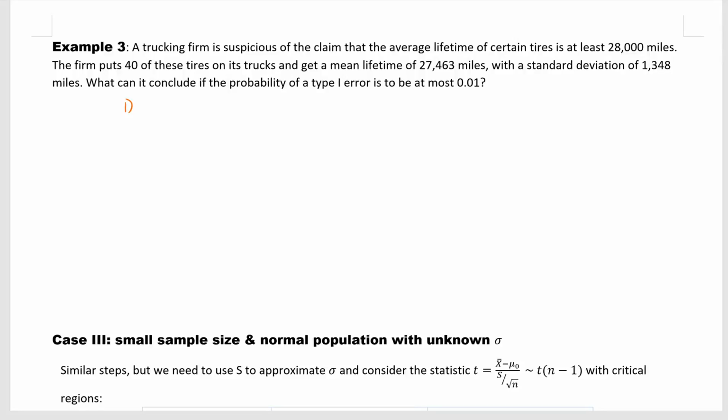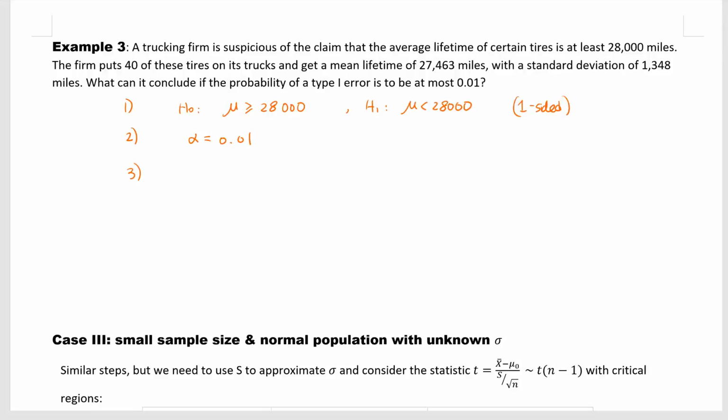First step, what is the null hypothesis? Well, the manufacturer claims the mean time is at least, greater or equal to, 28,000. And our alternative hypothesis is less than 28,000. So here we have a one-sided alternative. Step 2. What is the type 1 error? Well, type 1 error is at most 0.01. And then step 3. What is the critical region?